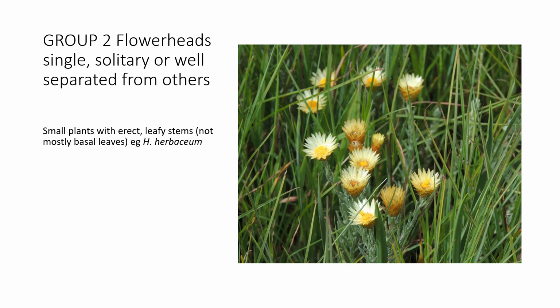Their leaves can vary from greyish to light green, depending on the condition and the degree of hairiness. The next subgroup are small plants with erect leafy stems. A common example is Helichrysum herbaceum. Note the densely leafy stems. They may be green or they may be slightly greyish. The flower head bracts are brown outside and yellow to cream inside.